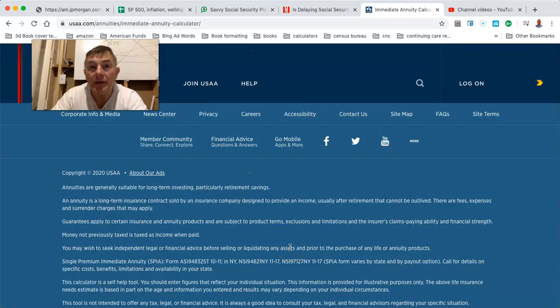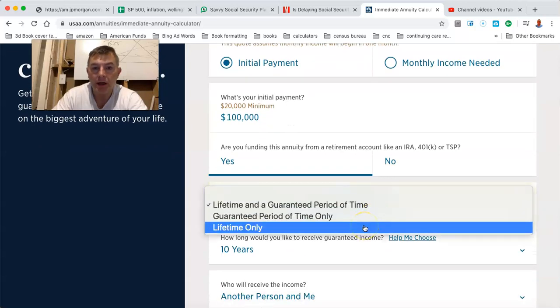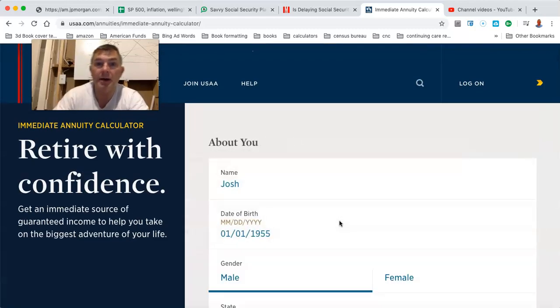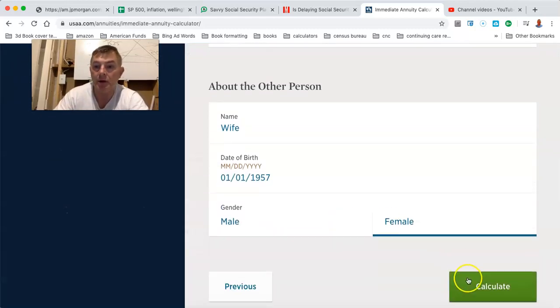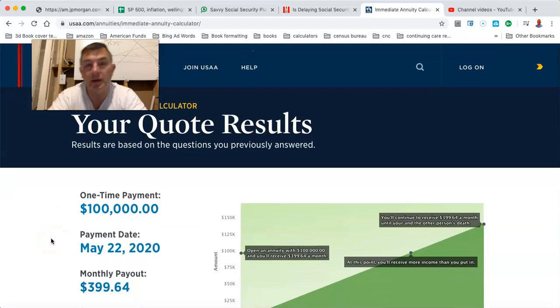Let's just do for life as opposed to any kind of period certain. We'll just do lifetime with no period certain. So if we die in a car crash tomorrow, USAA is off the hook, and it's probably not going to be that much less. Let's see. It's $3.99. So again, don't do lifetime. Don't do 10-year period certain. You only get $3 a month more for taking a whole lot more risk. Don't do that. It's stupid.